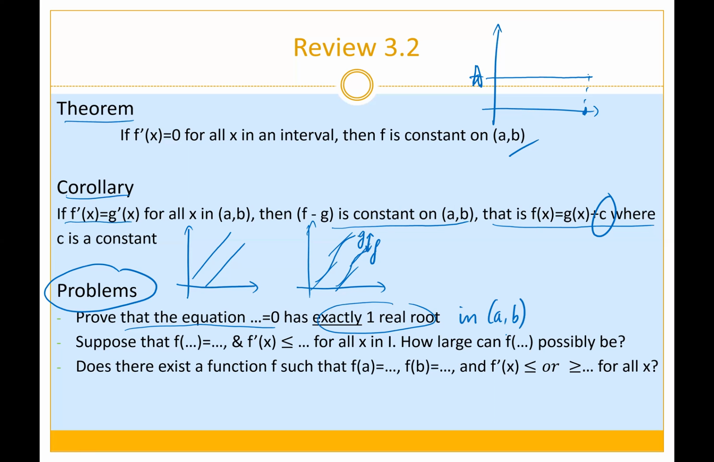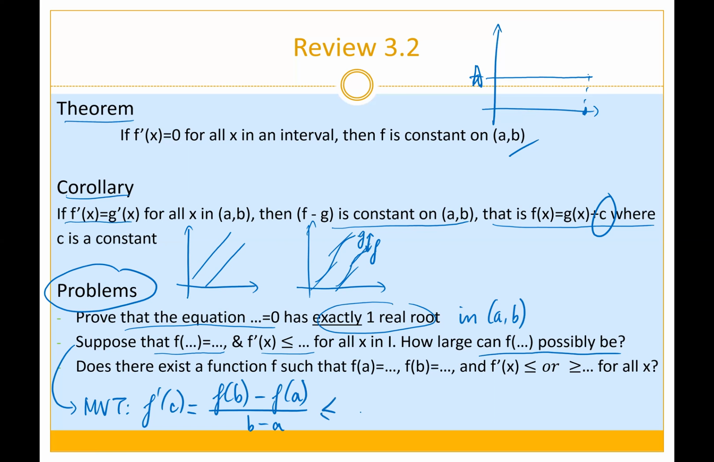Or you can be asked something like, if you have f equal to that and f prime of x smaller than a number for all x in I, how large can f possibly be? And this one is going to use the mean value theorem, where f prime of c is equal to (f(b) minus f(a)) over (b minus a). But you know f prime of c is smaller than or equal to some number. So eventually, at the end of the day, you're going to solve maybe f(a) smaller than or equal to something, or f(b) bigger than or equal to something. You try to solve for these, and where you can find it.